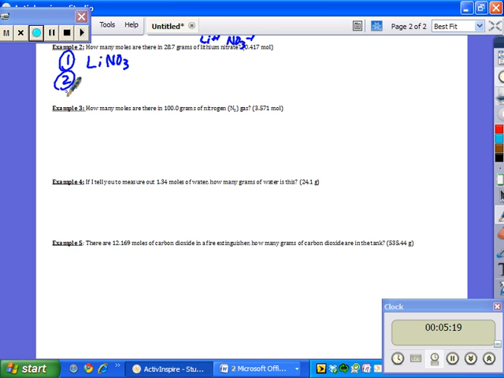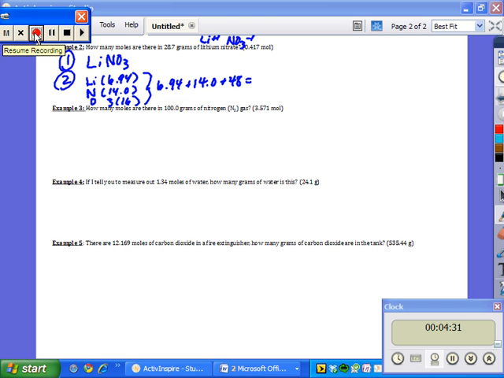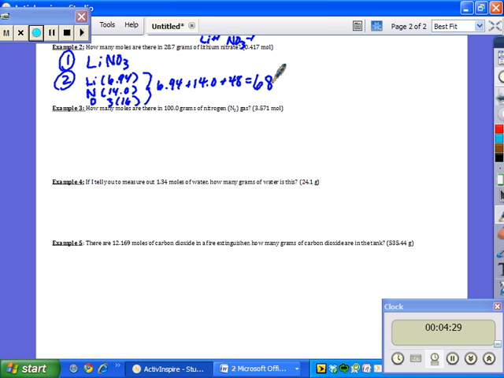Step 2, calculate the molar mass based off the periodic table. I have 1 lithium at 6.94, 1 nitrogen at 14, and 3 oxygens at 16. So when I do the math, 6.94 plus 14 plus 16 times 3, which is 48, that's going to be 68.9 grams per mole because of 3 sig figs.